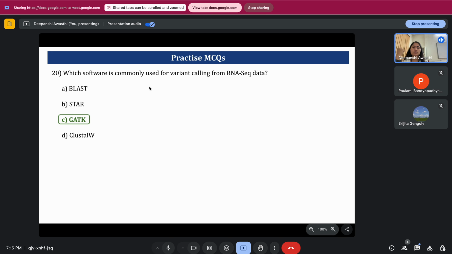GATK is a software which is commonly used for variant calling from RNA-seq data, and not BLAST, STAR, or CLUSTAL-W. So BLAST, as we all know, is for pairwise sequence alignment, or if you want to identify a given sequence in the already available BLAST database, for that purpose you go for BLAST. It is simply an alignment-based search tool.